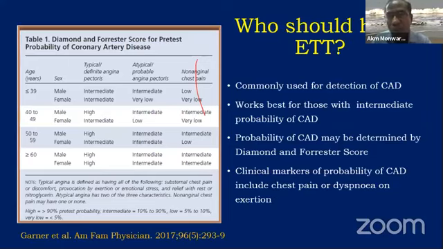And this scoring system is even available on the internet. You can just search for this in MedCalc or other software. And if you put in the age and other information, it will automatically calculate the score. And if the score is between say 10 and 90%, those people have intermediate probability of coronary artery disease. And for those patients, ETT will work best.